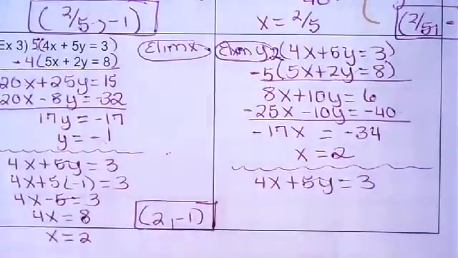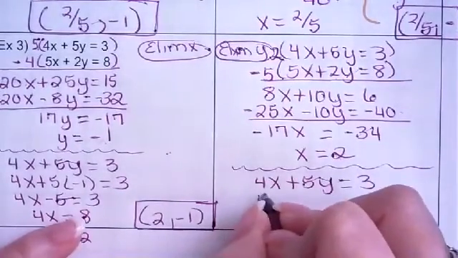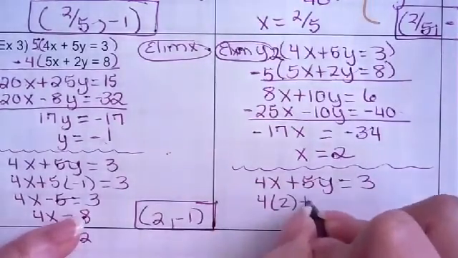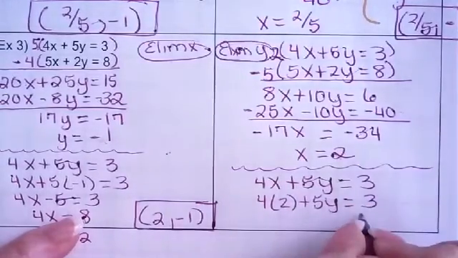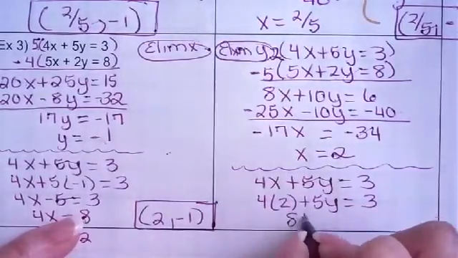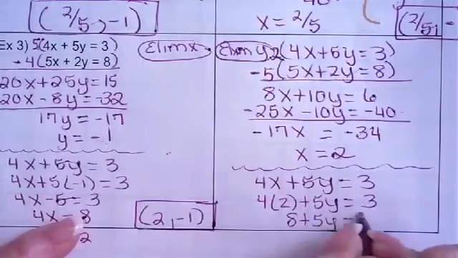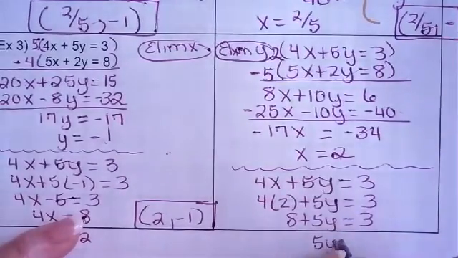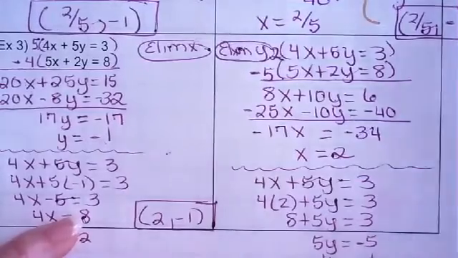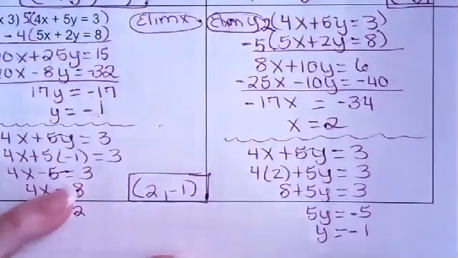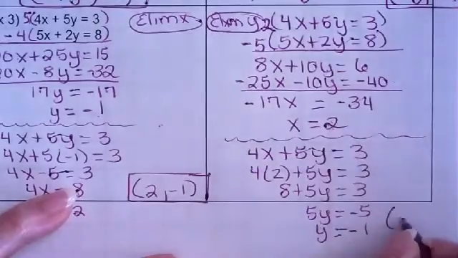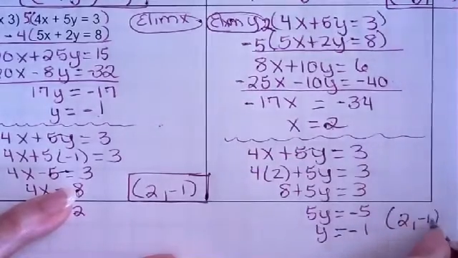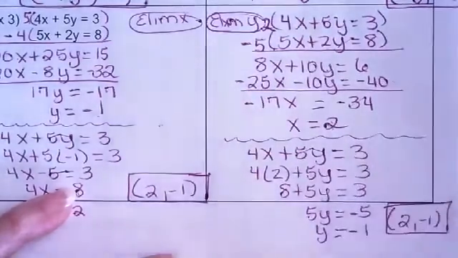Now let's substitute 2 in for x. 4 times 2 plus 5y equal to 3. Now again, this is solving, so this is easy. 8 plus 5y equal to 3. 5y is equal to negative 5, and y is equal to negative 1. Let me slide that down so you can see it. So that means my ordered pair, again, is going to be 2, negative 1, and I'm done.